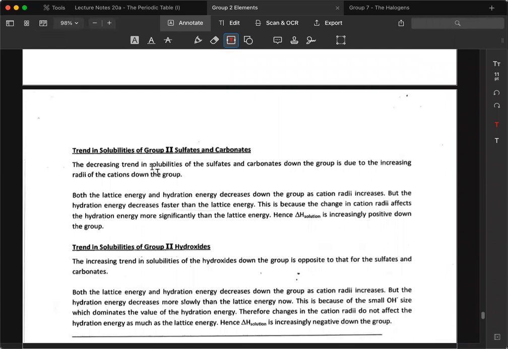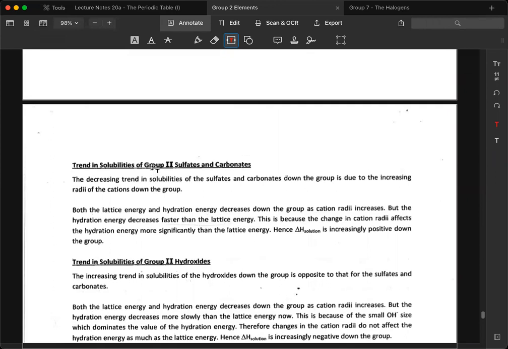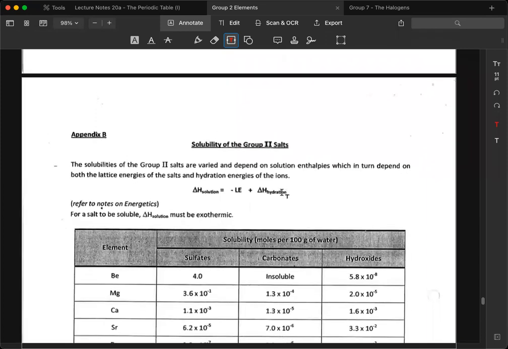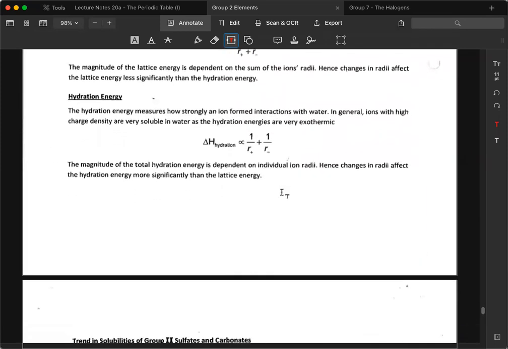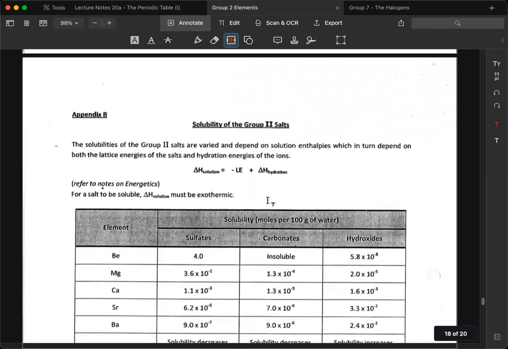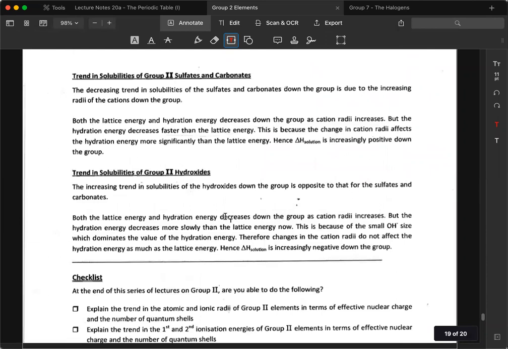Actually, both the lattice energy and hydration energy will decrease. But the hydration energy decreases much faster. This is because the change in cation radii affects the hydration energy more significantly than the lattice energy. So because of that, if you look at the equation, this increases more, this decreases more. So your overall enthalpy change of solution is less positive, right?